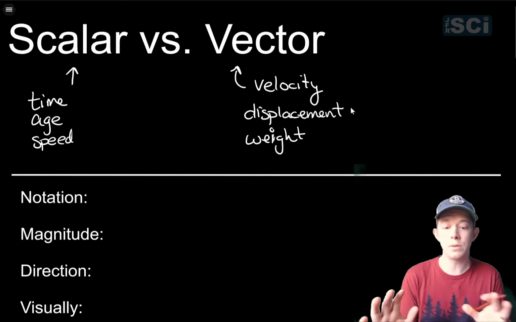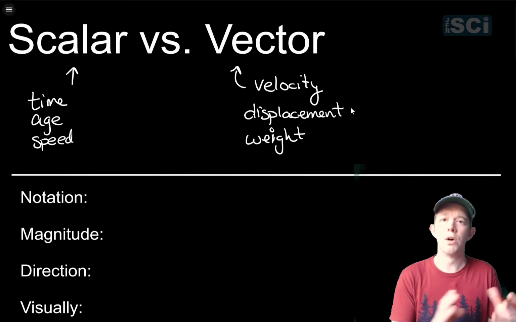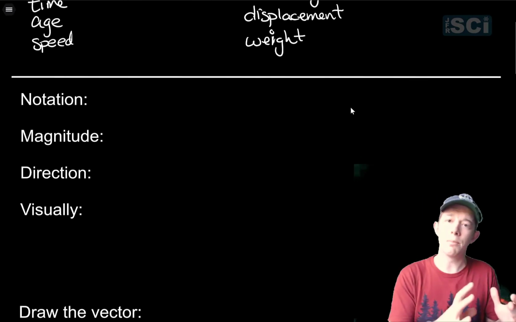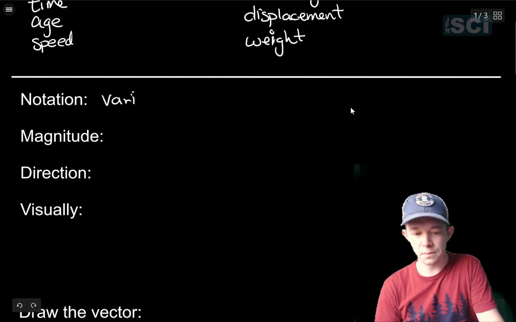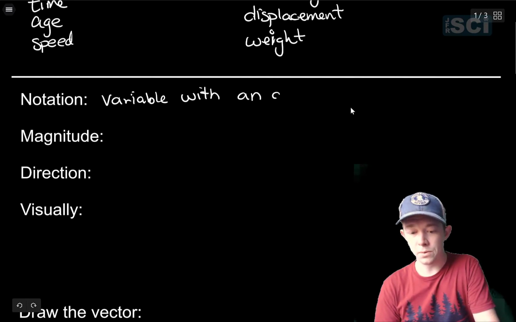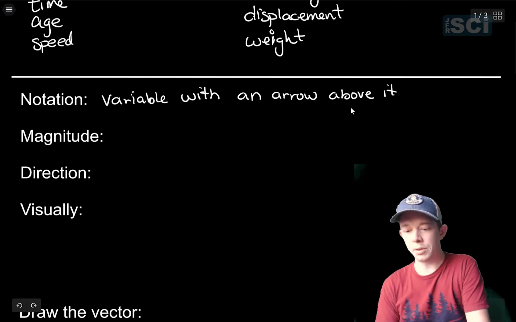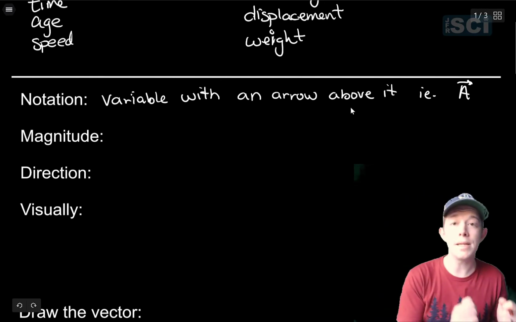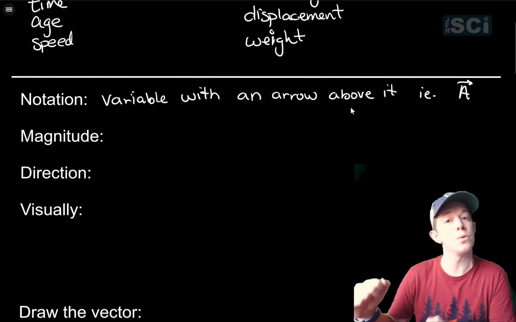Okay, so we now know the difference between a scalar and a vector. Let's figure out how I can give the notation for a vector. Vectors have the notation of a variable with a little arrow above it. So an example here, I could write A with a little arrow above it. That to me means that it's a vector. It's a variable, A, that is also a vector.